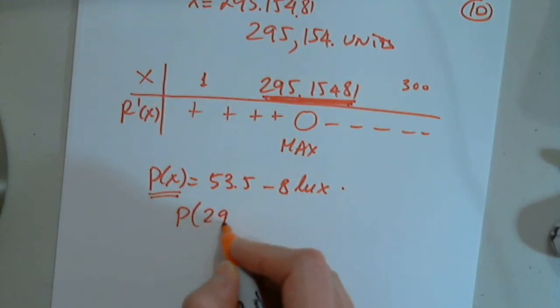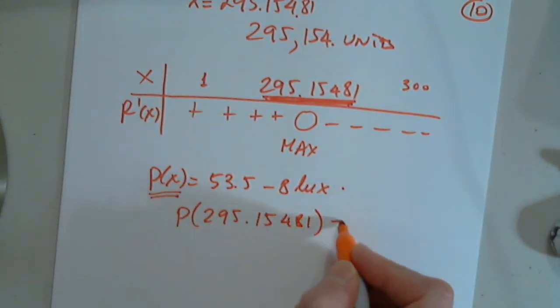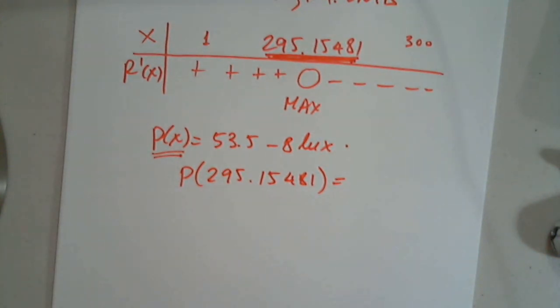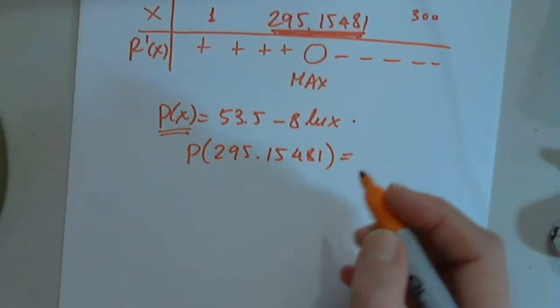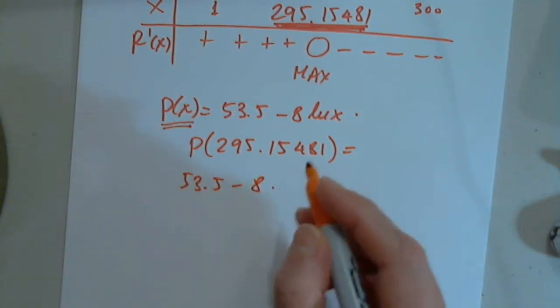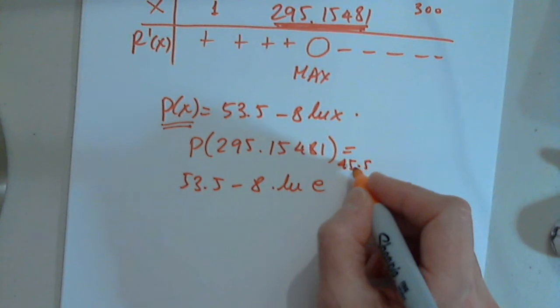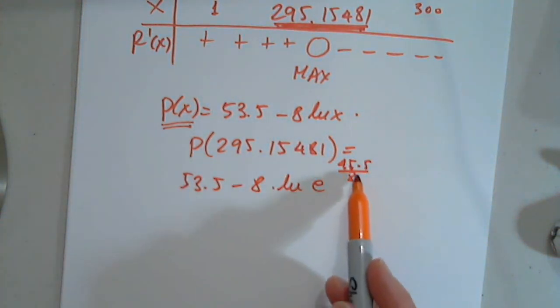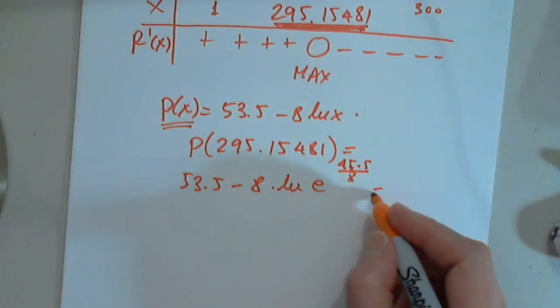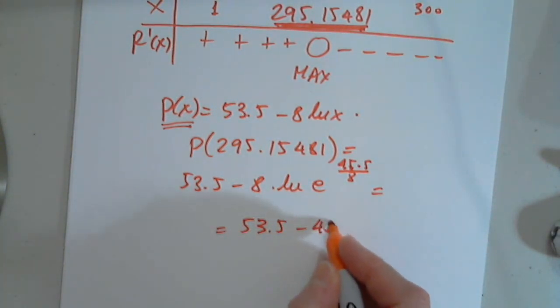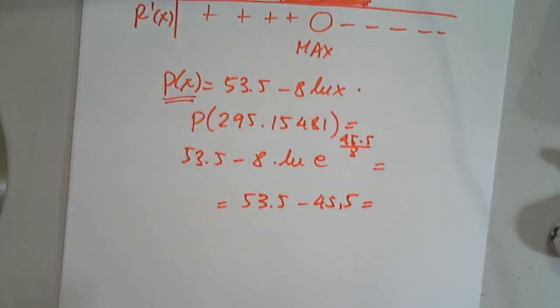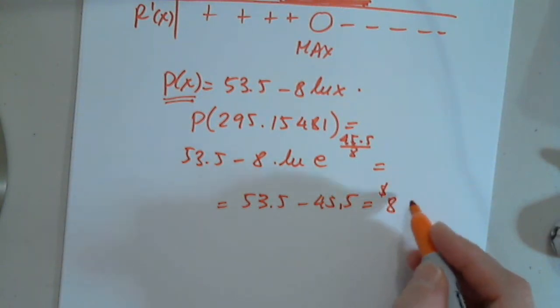So P of 295.15481. I'm sure it's not going to be needed so many decimals, but let me go back. Here it is. Wasn't that number just e to the 45.5 over 8? Exactly. So that would be 45.5. True. Because when I plug it in, yes, that's absolutely true. So let me write it. So 53.5 minus 8 natural log of e to the 45.5 divided by 8. When I plug it in, it will be 45.5, right? So then the price will be 53.5 minus 45.5. That will be the price, which is $8 per unit.